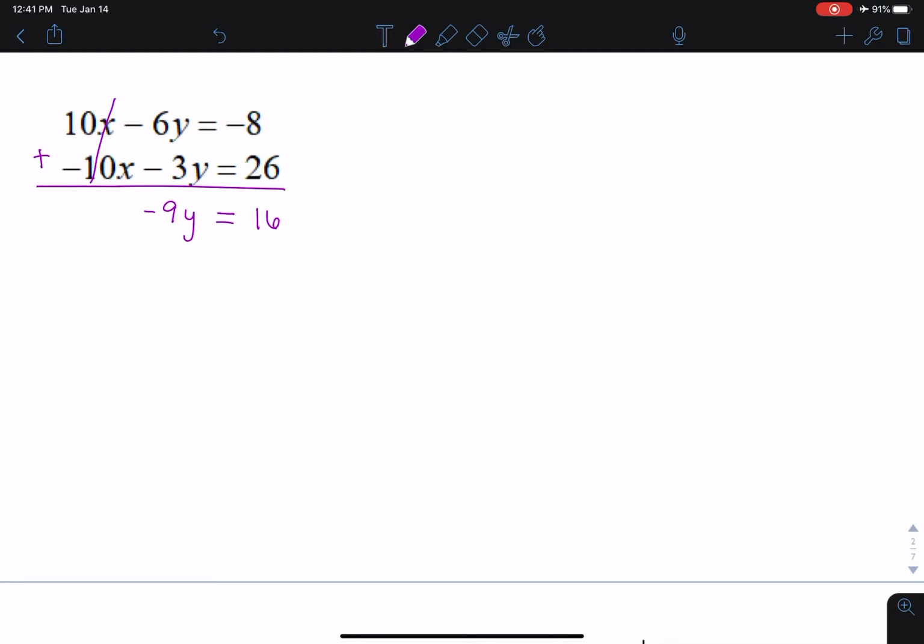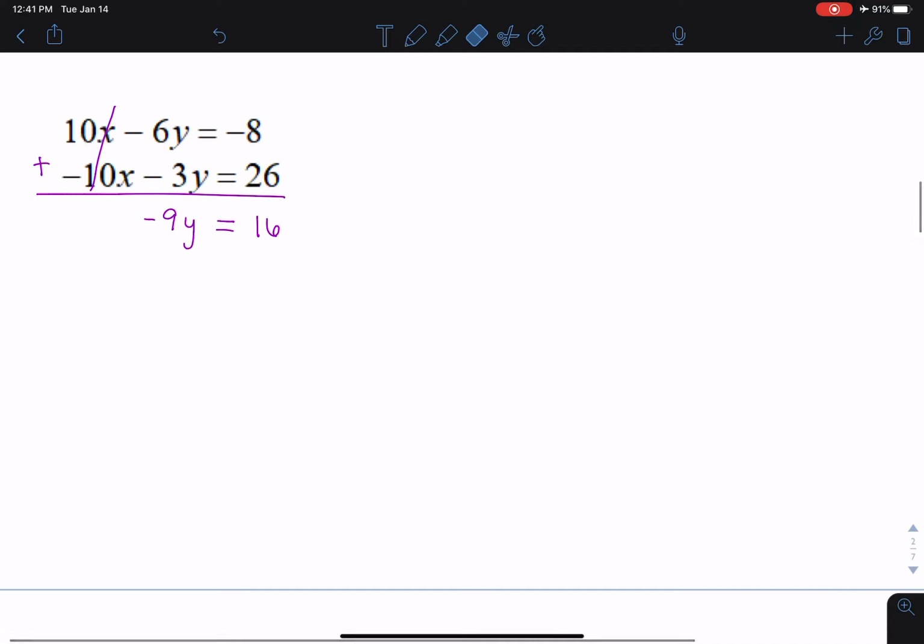That's not right. Sorry. Negative 8 plus 26 is not 16. It is 18. Okay, now get y alone. So we're going to divide by negative 9. Y equals negative 2.